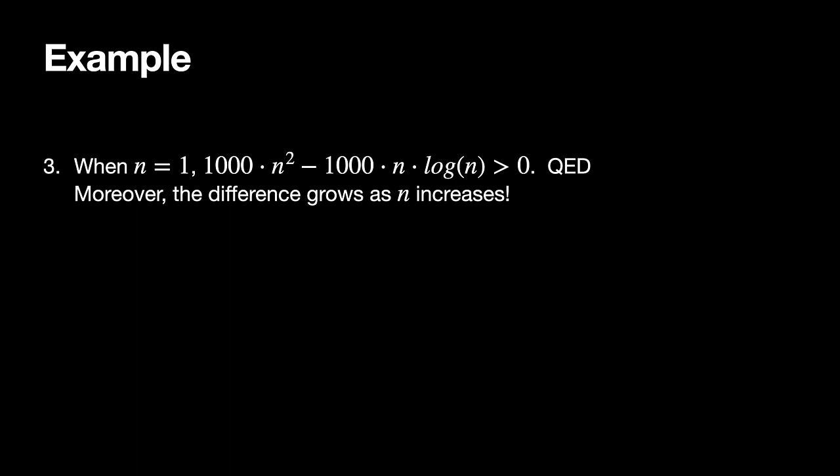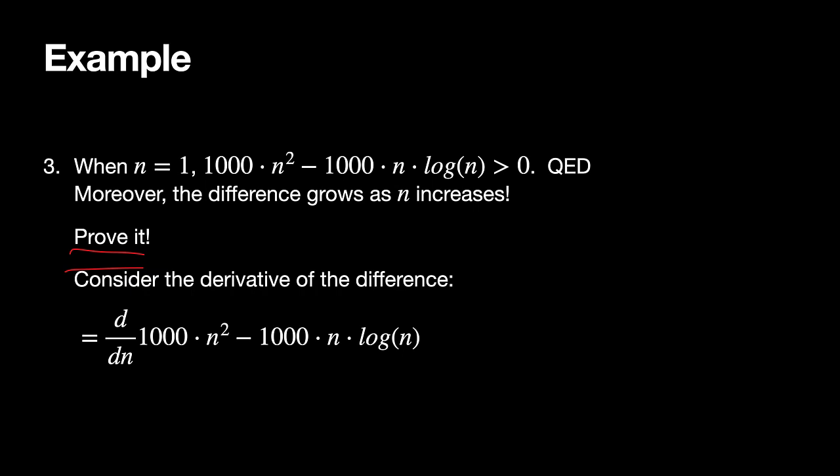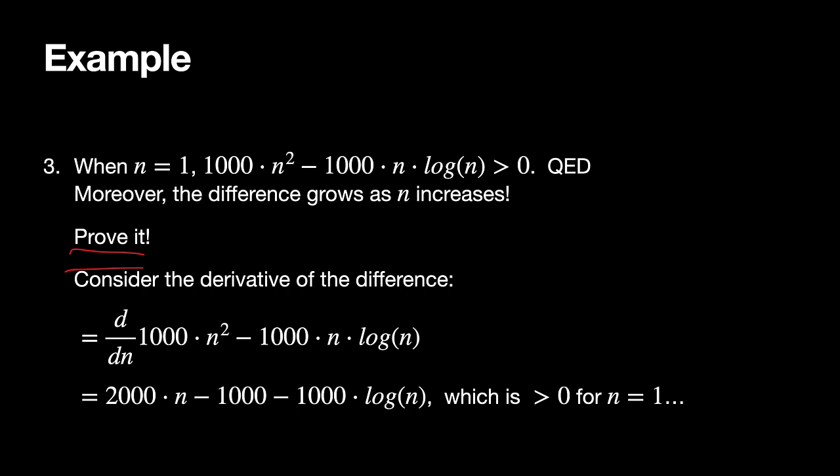So let's see if we can prove that this growth continues. In order to do that, we're going to consider the derivative of the difference. The derivative tells us the direction the function is heading at an instantaneous point. The derivative of 1,000 n squared minus 1,000 n log n is 2,000 n minus 1,000 minus 1,000 log n. We can make a pretty compelling case that that's greater than 0 for n equals 1. We can just show by example.